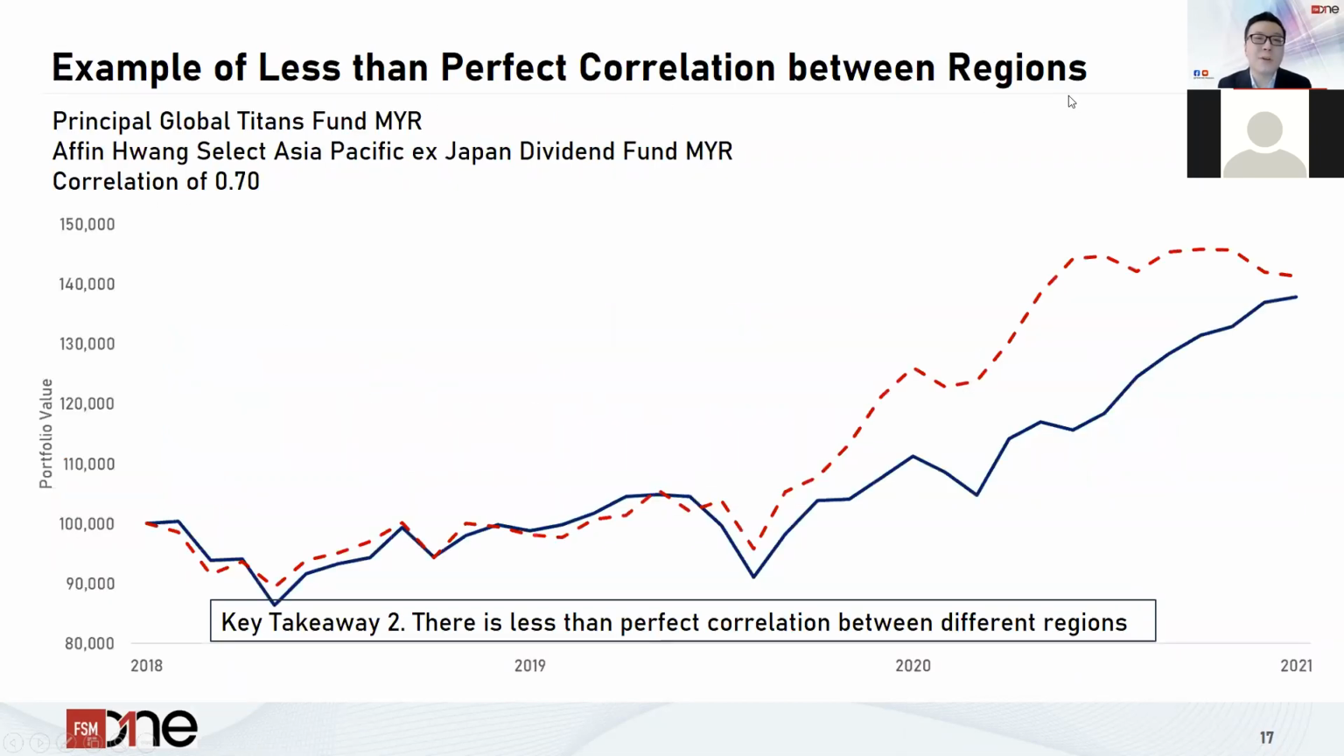Example of less than perfect correlation between regions. Let's use another example here. Principal Global Titans Fund, which is a global equity fund, and Affin Hwang Asia Equity Fund over here, they have a positive correlation of 0.7. So most of the time they do move quite in tandem with one another. It's not perfect, but most of the time they do move close to one another, but sometimes they don't. Okay, so that's why it's less than perfect correlation.